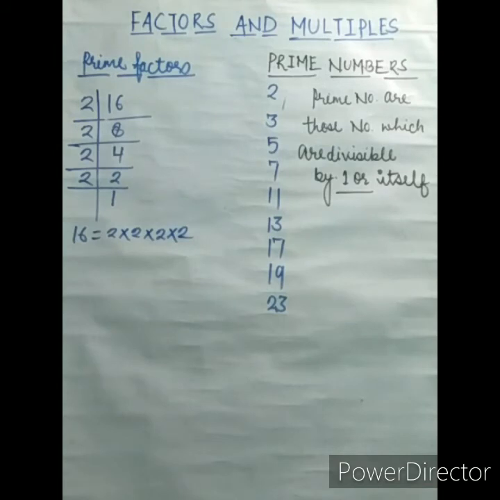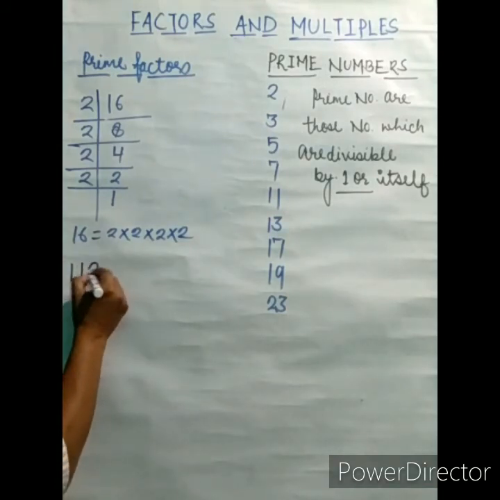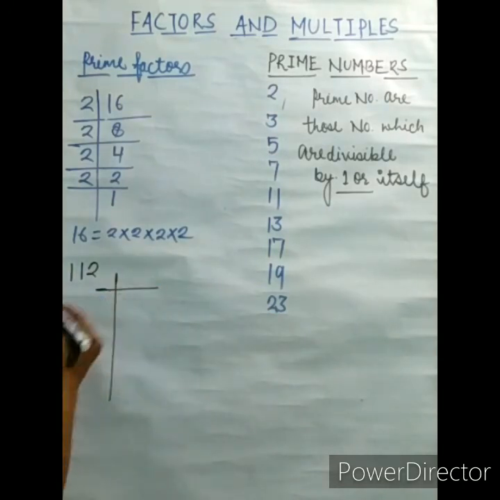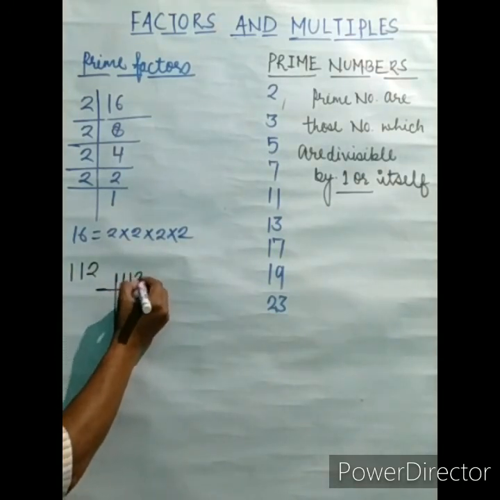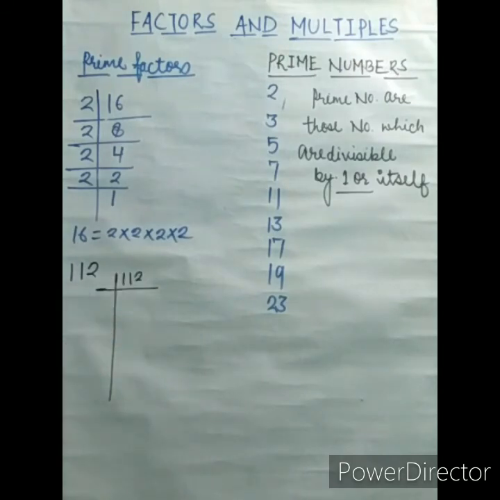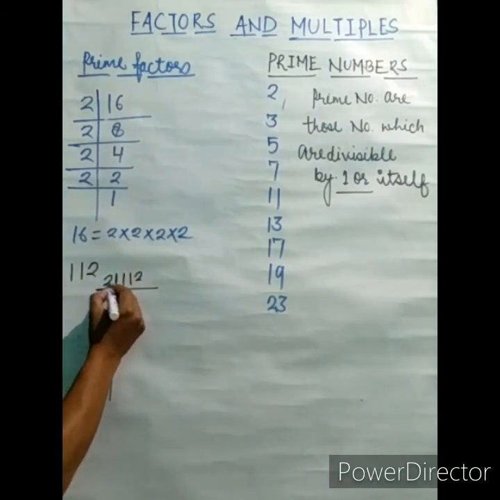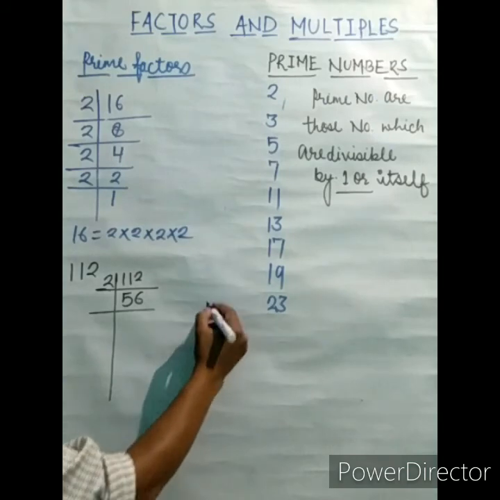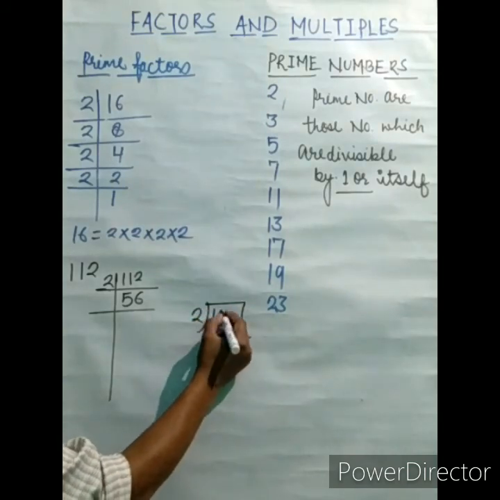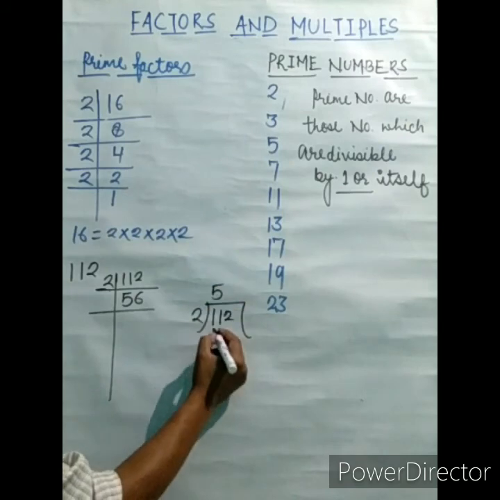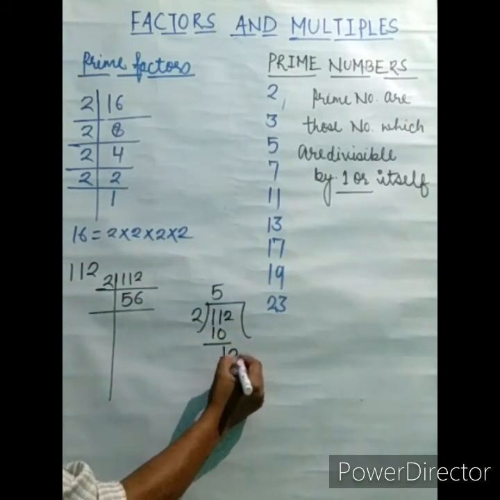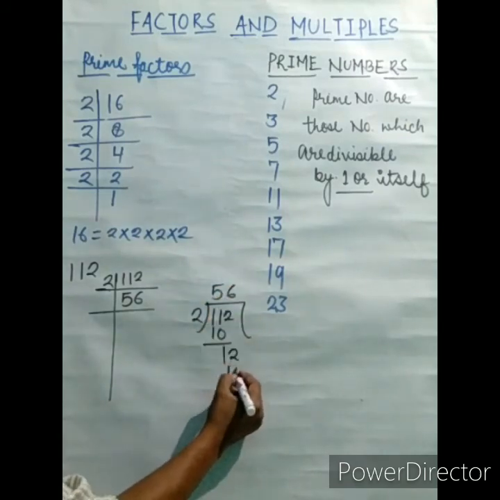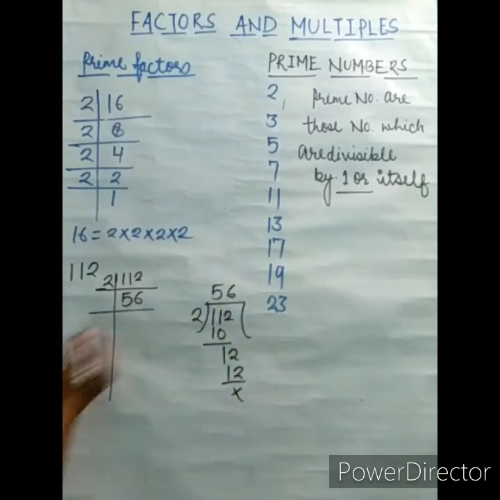You can take another example, like the prime factors of 112. You can see the one's place is 2, so it is divisible by 2. 2 5s are 10, 1 left, 12, 6 times. If you don't know, you can practice this division by 2. 112: 2 5s are 10, left 1, 2; 2 6s are 12. So the division is complete, 56 we have written.